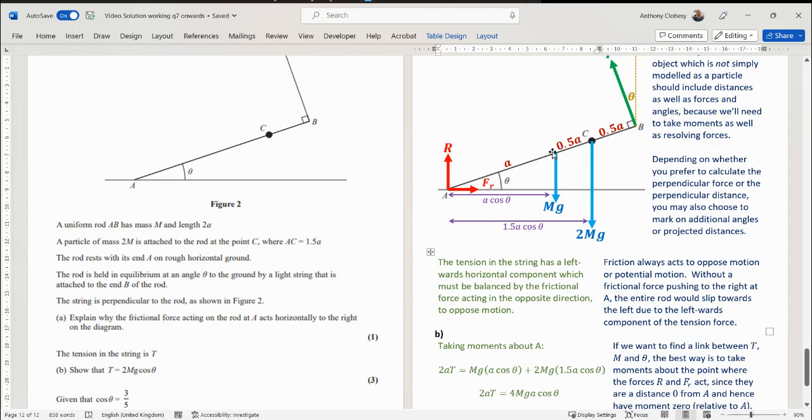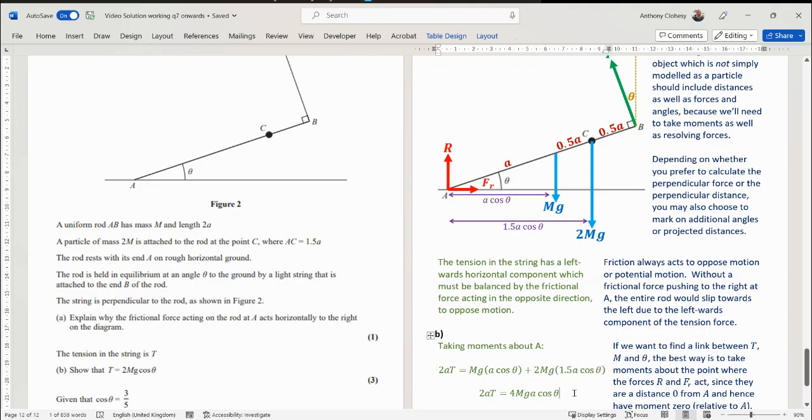You can either do this as A multiplied by mg cos theta, because mg is an angle of theta away from being perpendicular to the rod, or you can do the perpendicular distance A cos theta and multiply that by mg. I think this latter method is a little more efficient, and it often works out much more easily for things like ladders questions. So the moment of the mg force, the turning effect, is mg times that perpendicular distance A cos theta. And similar for the 2mg with the 1.5a cos theta.